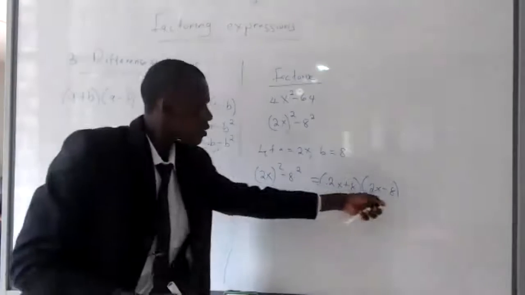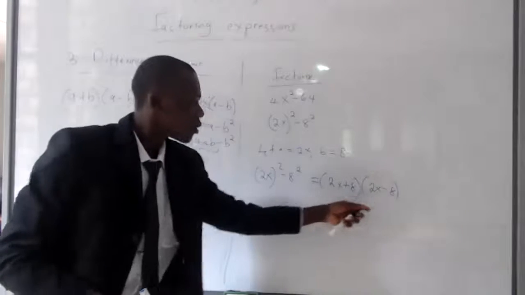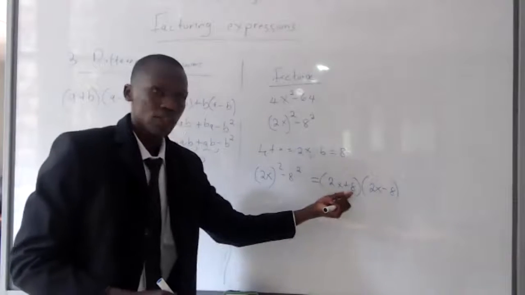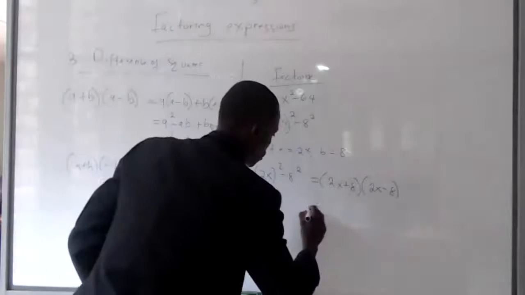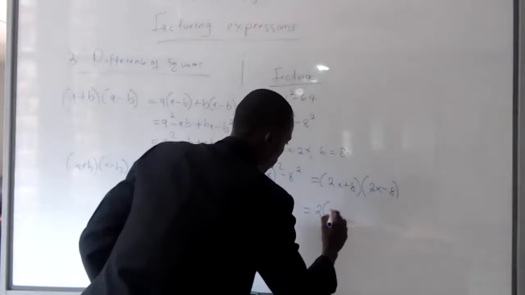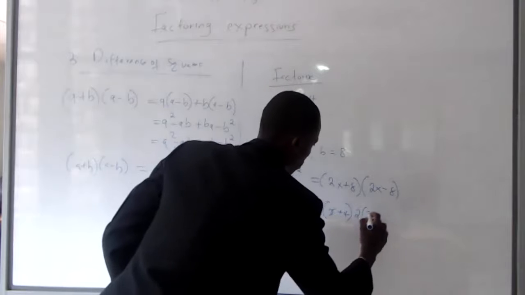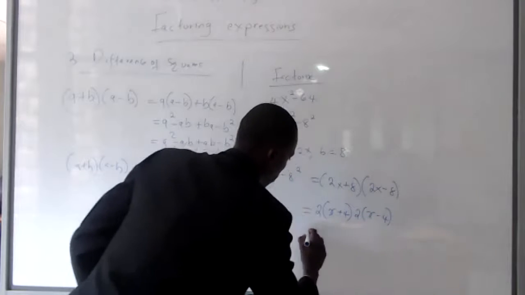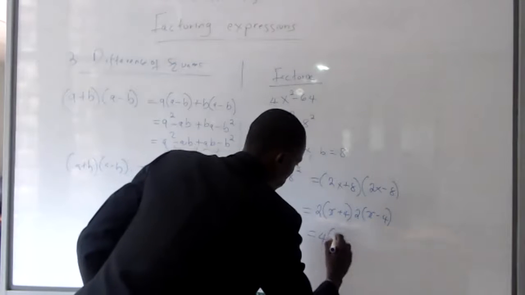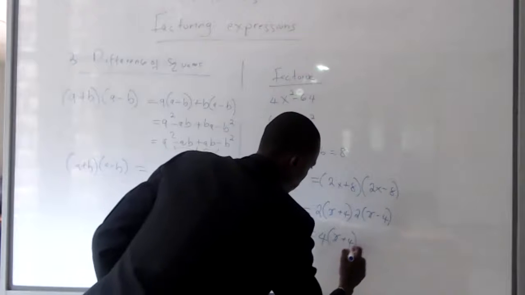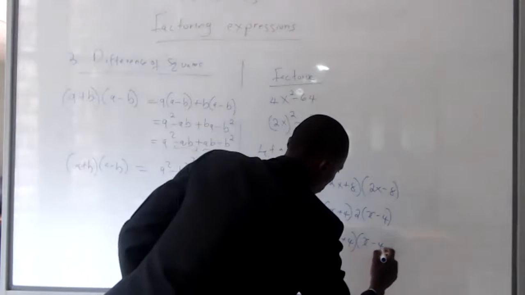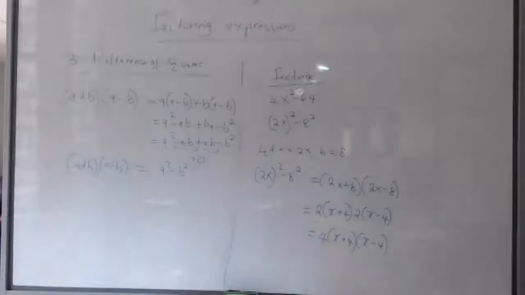But of course, you can factorize this further. Remember, in 2x and 8, 2 is a common factor. So you could have 2 into x plus 4 times 2 into x minus 4. This becomes 4 into x plus 4 times x minus 4, so that you get the complete factorization.